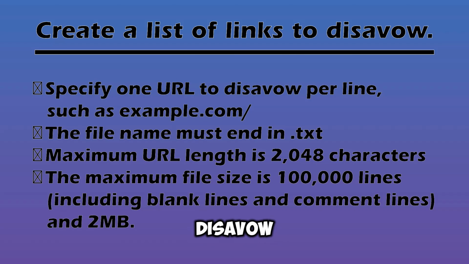Create a list of links to disavow. The file name must end in .txt. Maximum URL length is 2048 characters. The maximum file size is 100,000 lines.